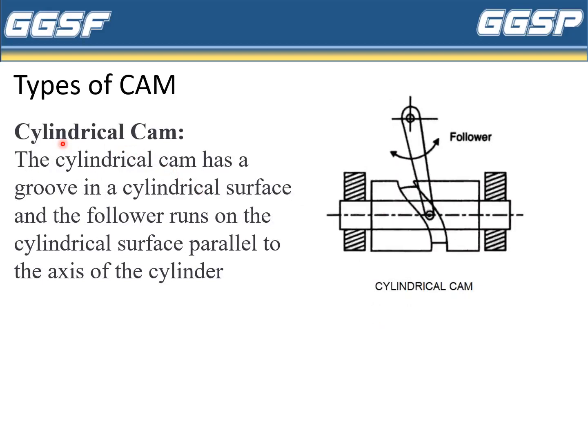Now let us see another type of cam, the cylindrical cam. Now this is a cylindrical cam. The cylindrical cam has a groove in a cylindrical surface and the follower runs on the cylindrical surface parallel to the axis of the cylinder. So this is having a groove on its cylindrical surface and the follower runs on the cylindrical surface parallel to the axis of the cylinder.